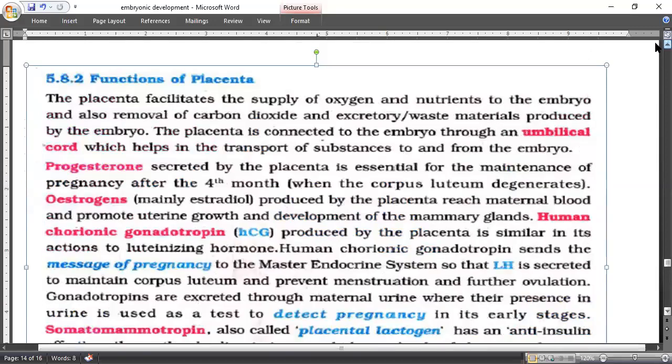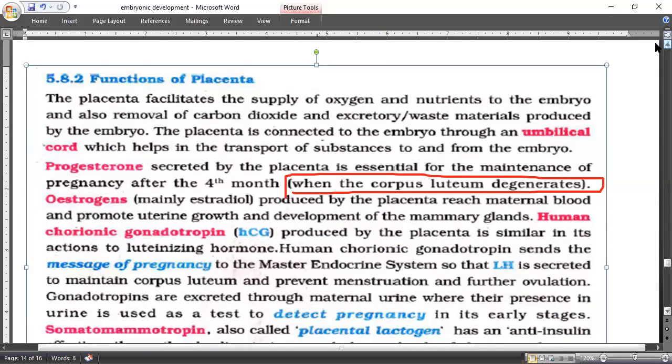Progesterone secreted by the placenta is essential for the maintenance of pregnancy after the 4th month, when the corpus luteum degenerates. That you need to understand. Till then, the corpus luteum secretes and maintains progesterone, but after that the placenta will take care of it. So after the 4th month, the placenta is going to secrete the progesterone. Okay. Then estrogen, mainly estradiol.